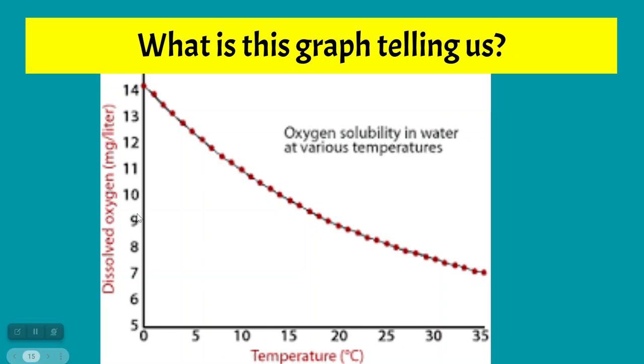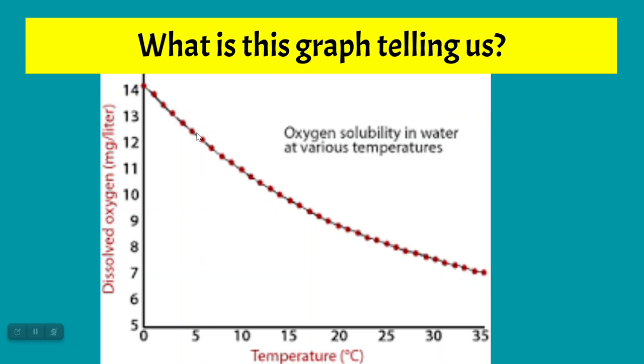And I'm looking at my y-axis here. That is dissolved oxygen in milligrams per liter. And I see that I have some numbers that are going up. And so my dissolved oxygen is highest on this chart right here at 14 when I'm at 0 degrees Celsius. Okay, so we have our highest dissolved oxygen at 0 degrees.